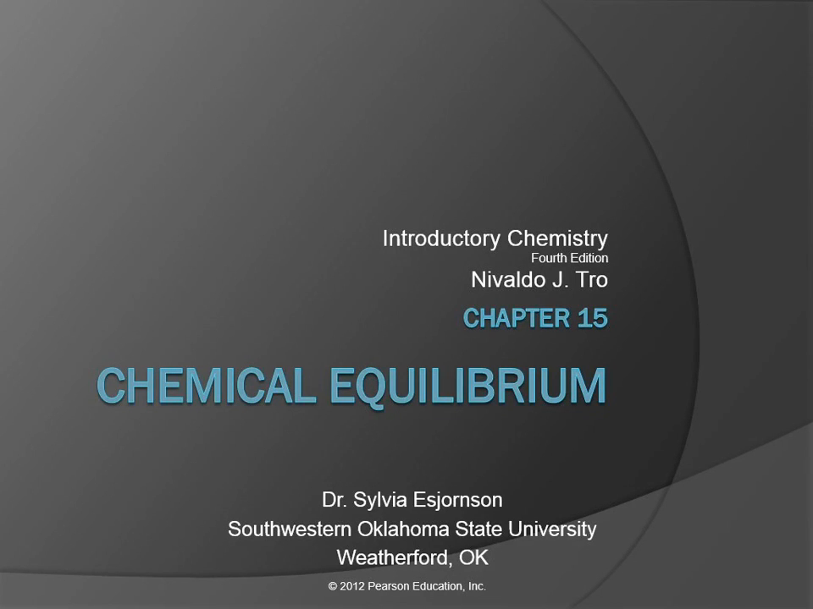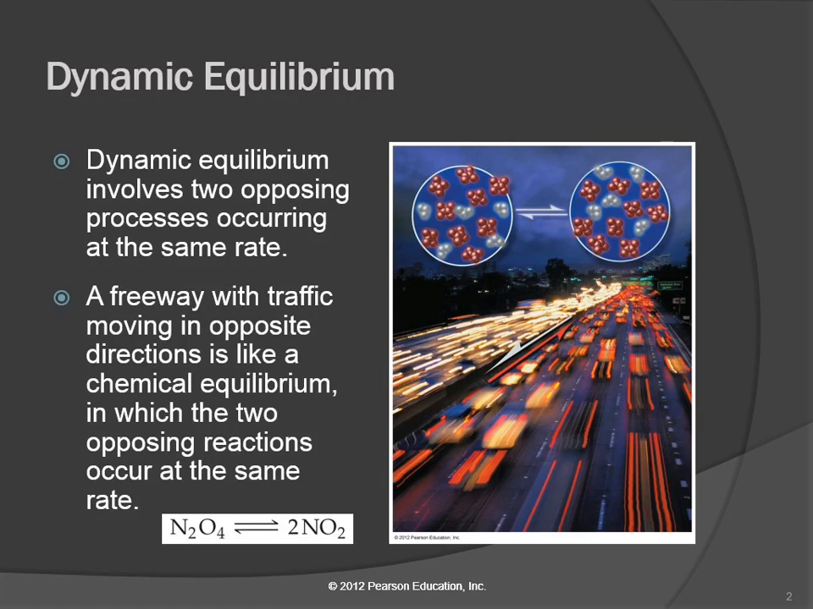We're going to skip ahead to chapter 15, and then we're going to come back and do the other ones. Chapter 15 is about chemical equilibrium. So this is a more conceptual chapter, much less math in it.